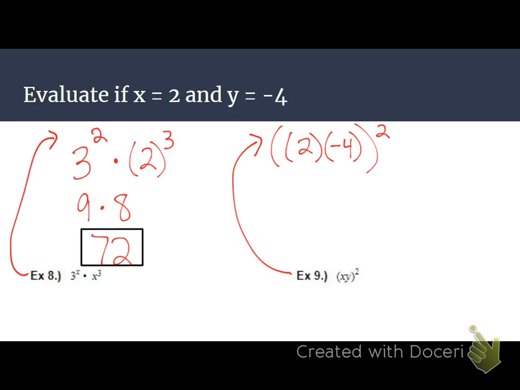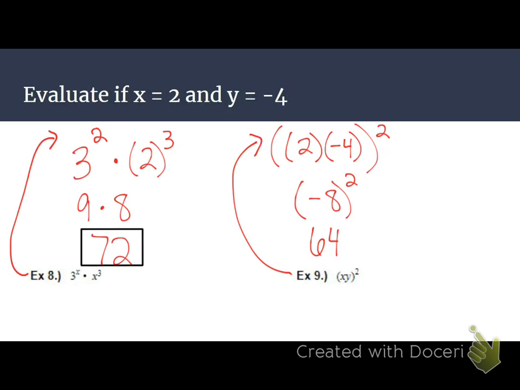What's in the parentheses? What are we at? 2 times -4, which is -8. And then we square that. -8 squared is... careful, Dominic, 64. A positive 64. Negative times a negative is a positive. I'll put it in parentheses.